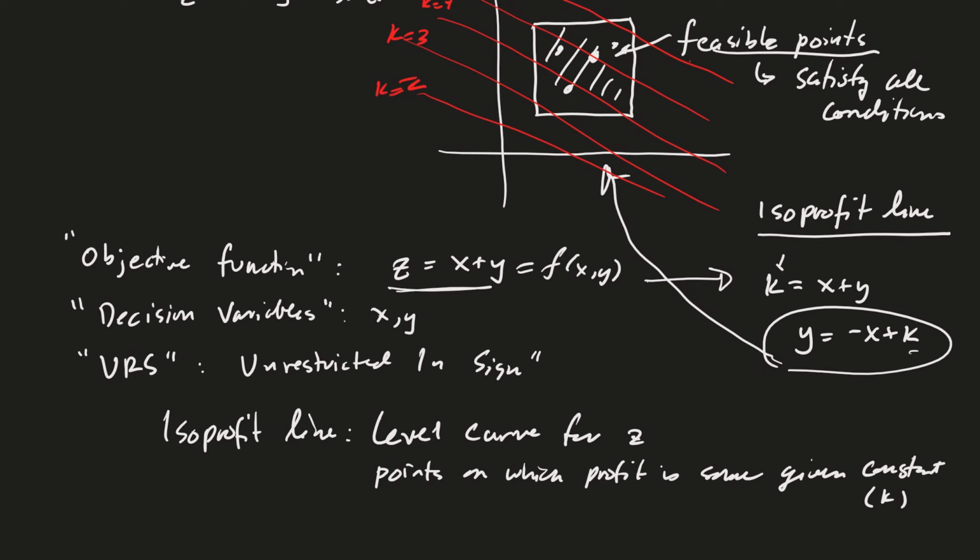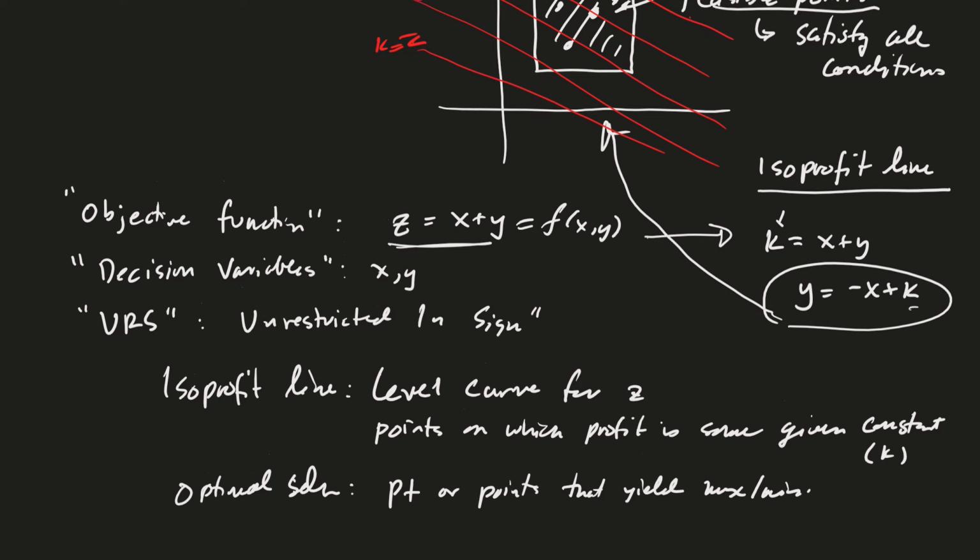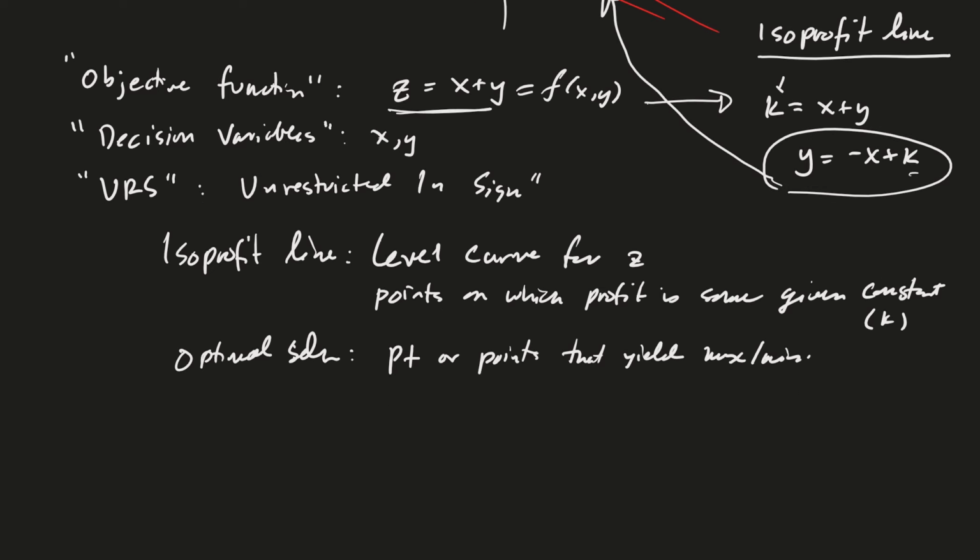Good. And then, of course, we have the optimal solution, which is the point or points that yield the max or min, depending on what you're after. Okay, that's all the vocabulary.